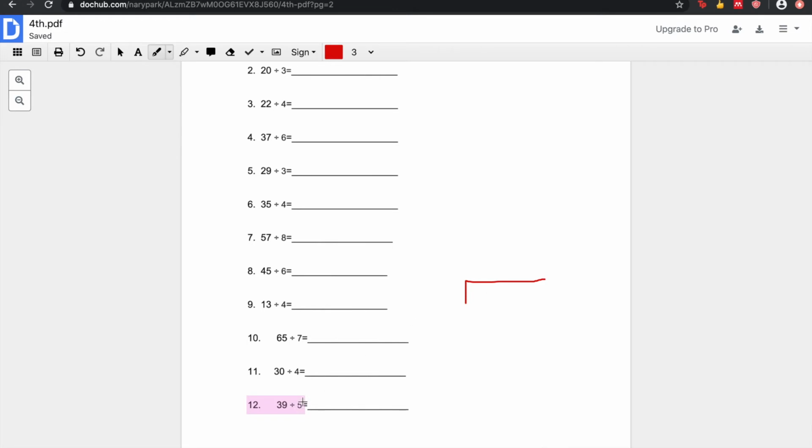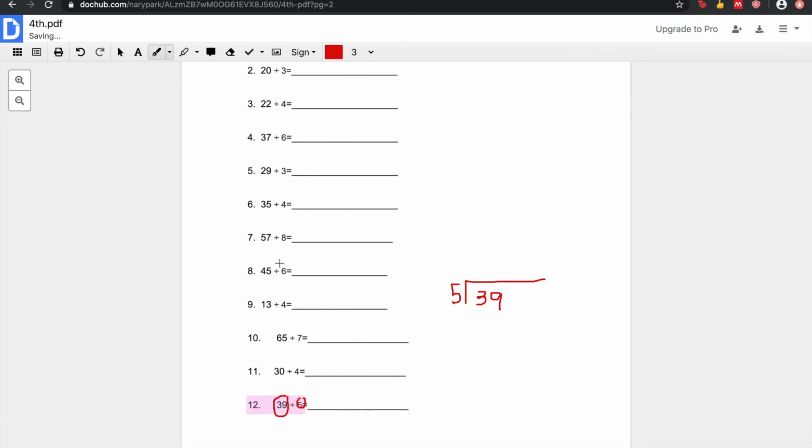So in this case, the second number here, 5, would be outside the doghouse, and the first number is going to be inside the doghouse. This is just a rule.